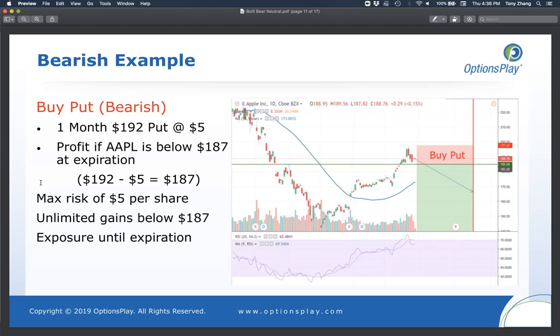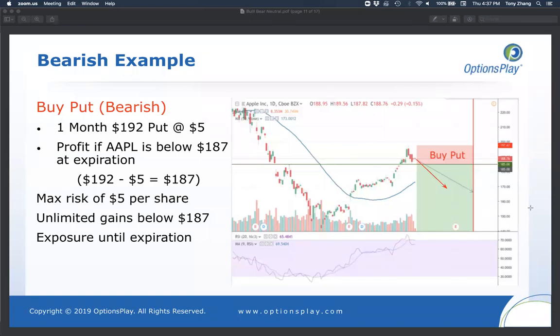Because of the $5 I pay for the call option, the put option, minus the strike price, gives me a break-even price of 187. However, again, the upside to this is the fact that I'm now controlling 100 shares of Apple stock for only $5, and I'm only risking $5 a share. So let's say in this particular example, if the stock does plummet from 192 down to 170, then what I'm going to make is $22 a share minus the $5 I pay. So I make $17 a share in gains while only risking $5 a share.